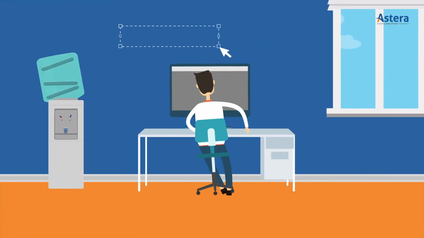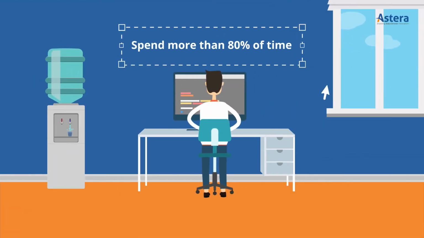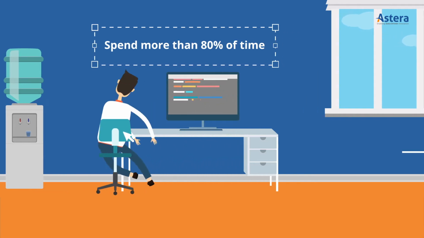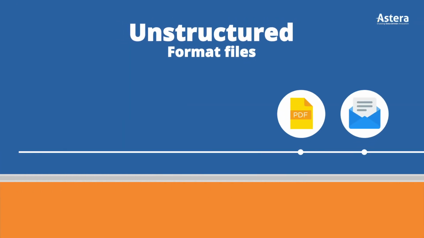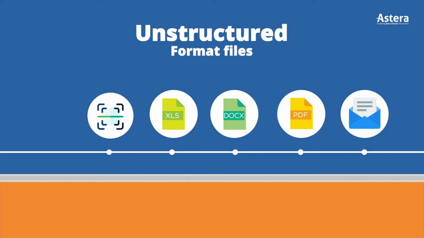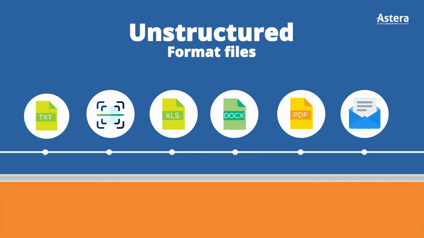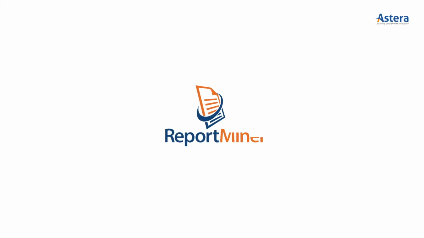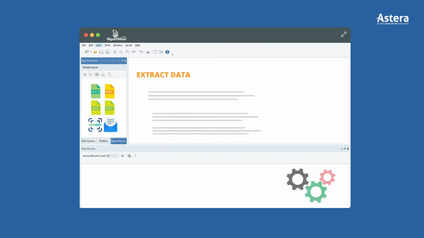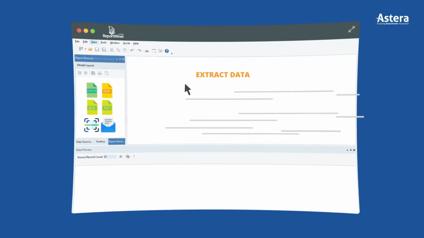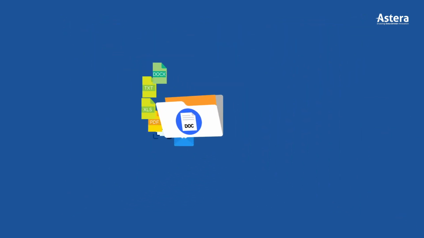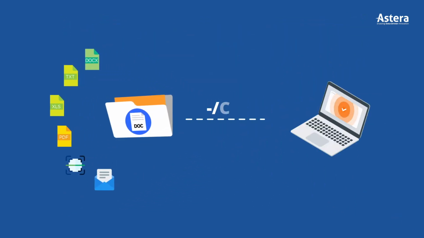Data experts spend more than 80% of their time extracting data from unstructured file formats such as emails, PDFs, Word documents, Excel files, scanned documents, and text files. Astera Report Miner is an enterprise-grade data extraction and automation software that enables users to extract business data trapped in unstructured file formats without writing a single line of code.